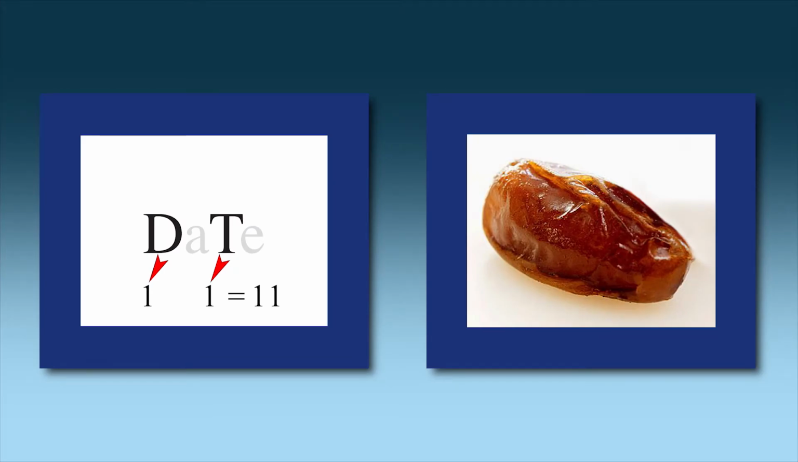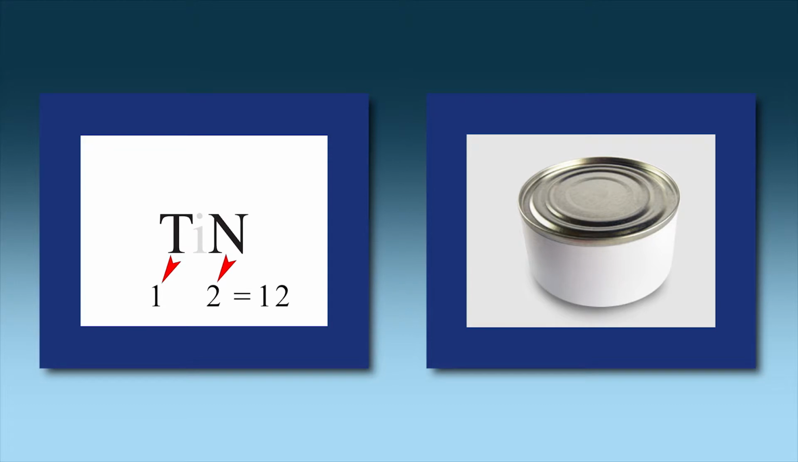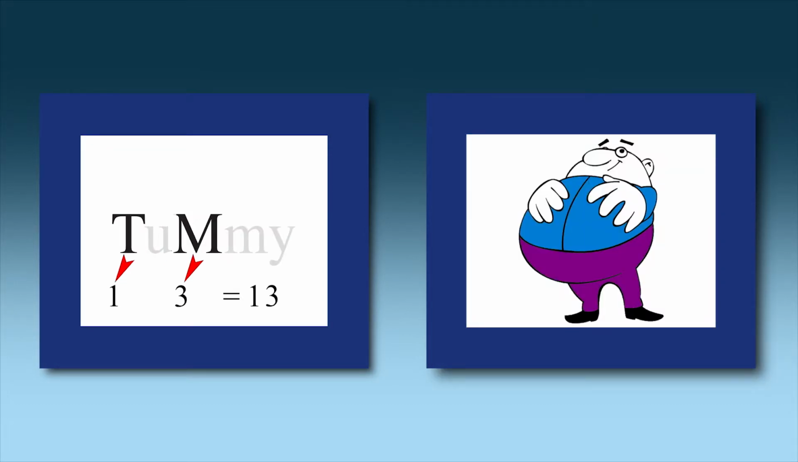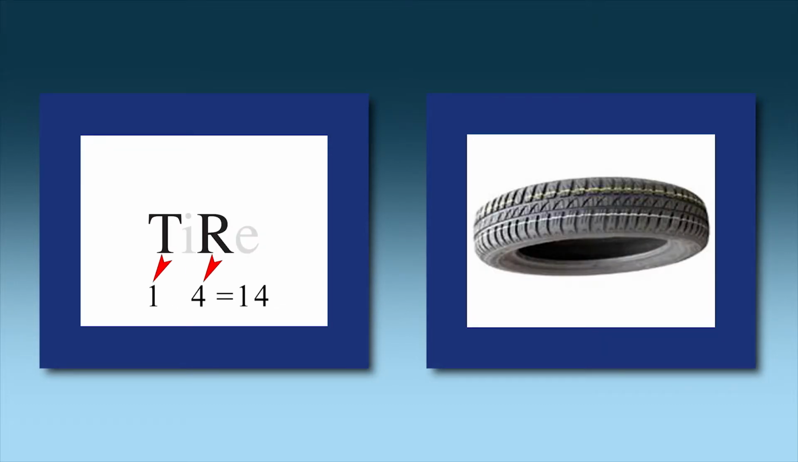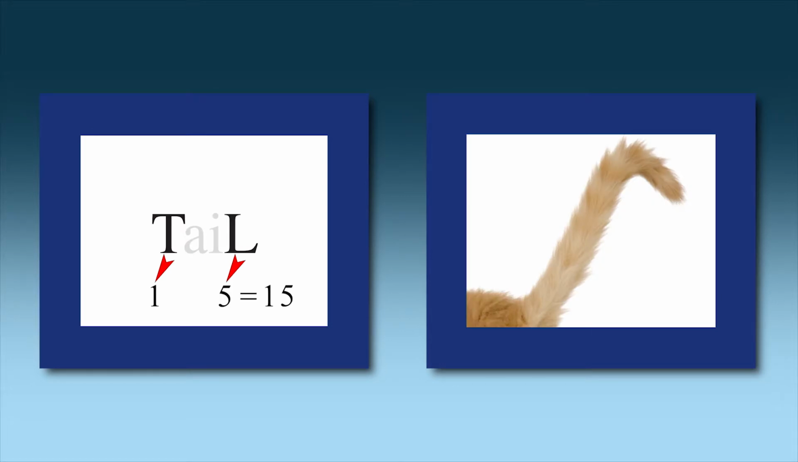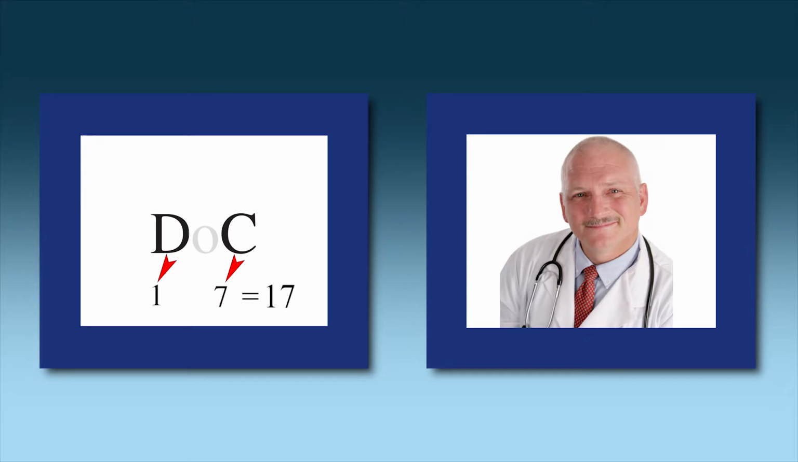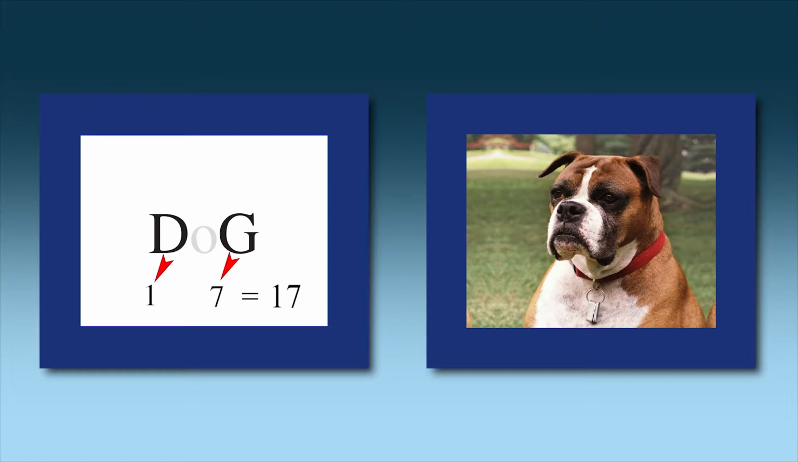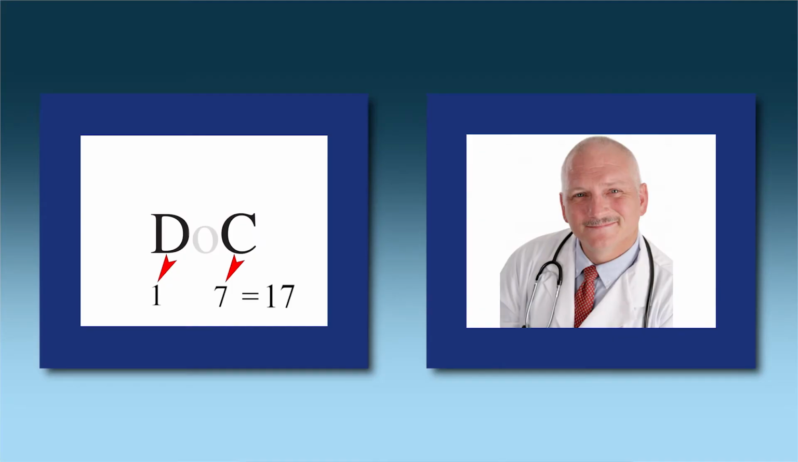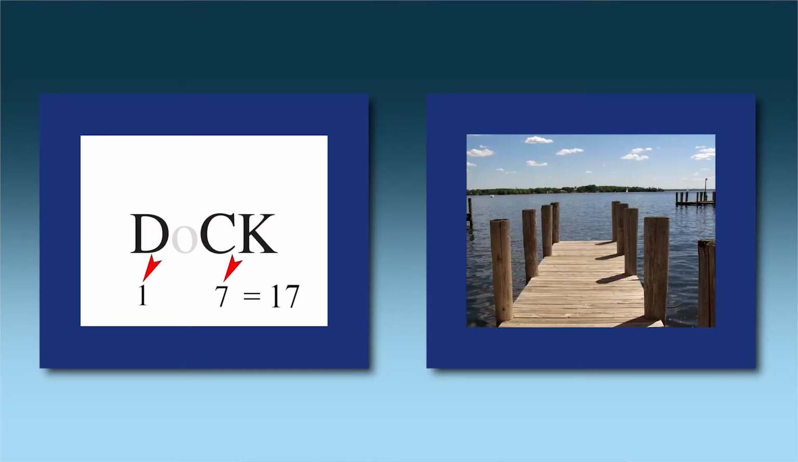So date will always be 11. Tin is always 12. Tummy, 13. Tire, 14. Tail, 15. Dish or tish, 16. Doc, as in a doctor, the abbreviation doc, or you can even have dog, because G is a hard G, which sounds like K. It's a hard G and a K sound, hard C or K, all the same equivalency. Dock or dog or dock when you dock a boat.